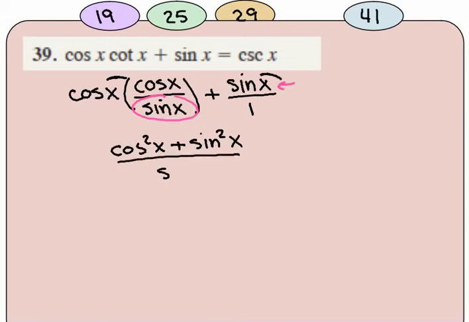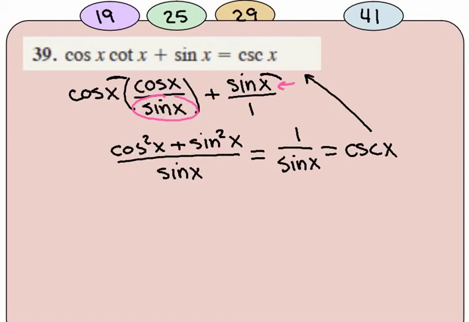And again, this is going to simplify into 1 over sine x, which happens to be cosecant, which is what we're looking for. Okay, so that one works out fairly simple for us.